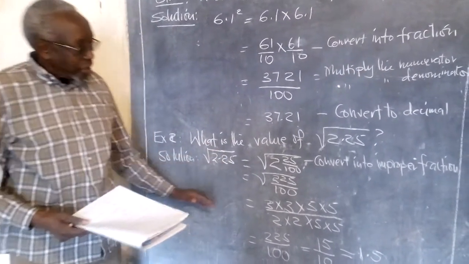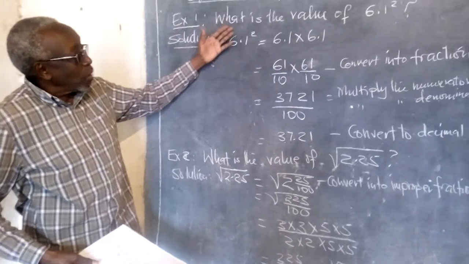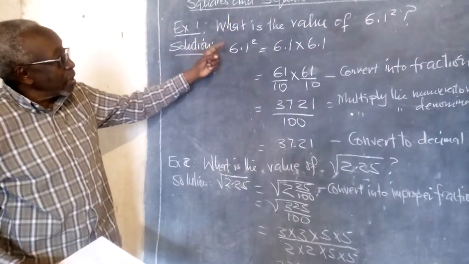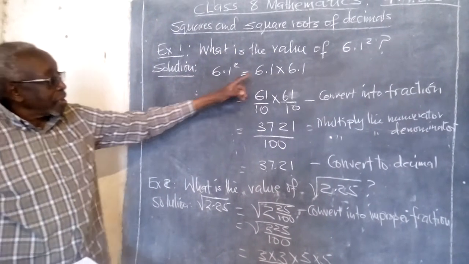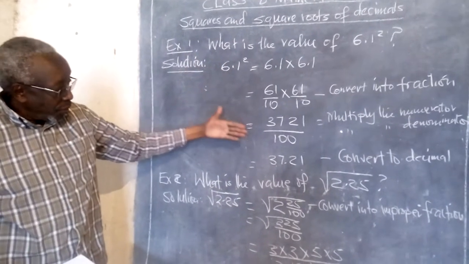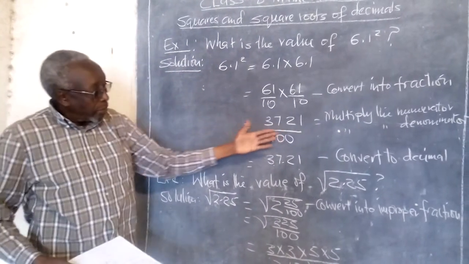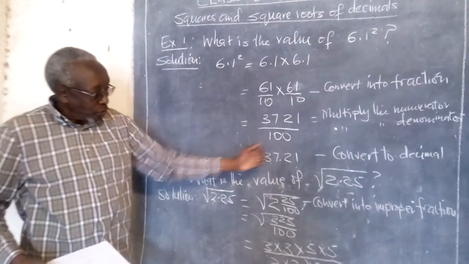So if you follow this, boys and girls, you are ready now to work out squares of decimals like we have done here. Remember, this is a whole number, so we change them into fractions, and then we multiply the numerator, and then multiply the denominator, and then we convert them into a decimal.